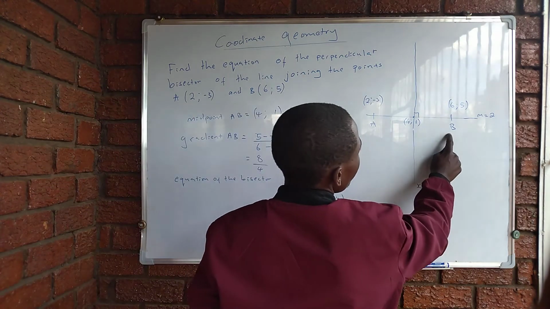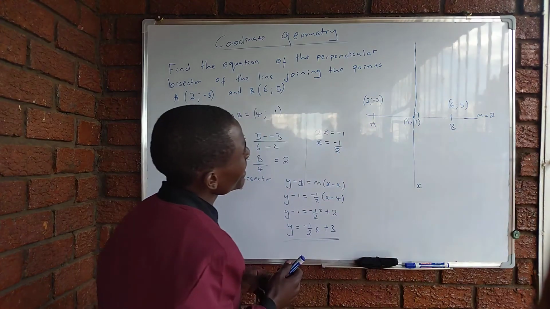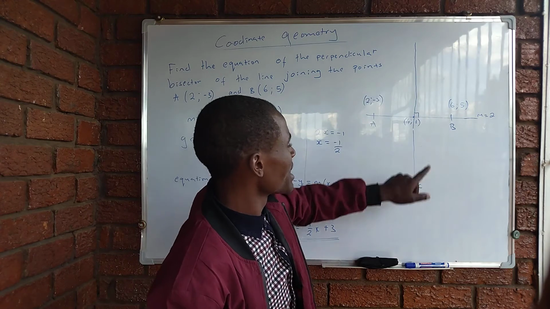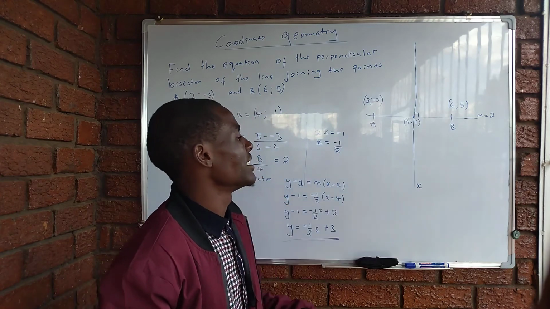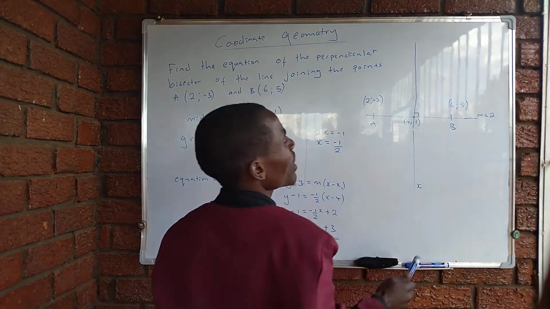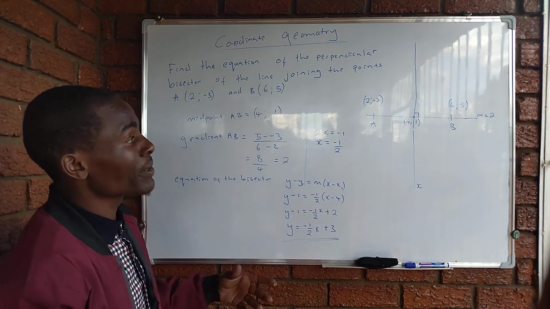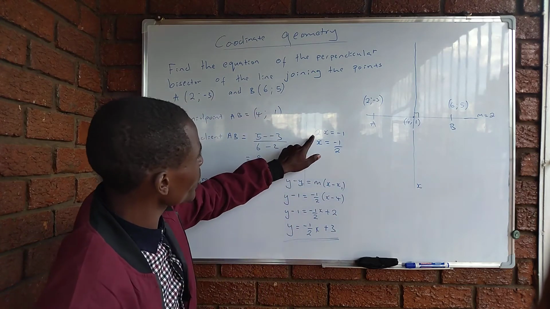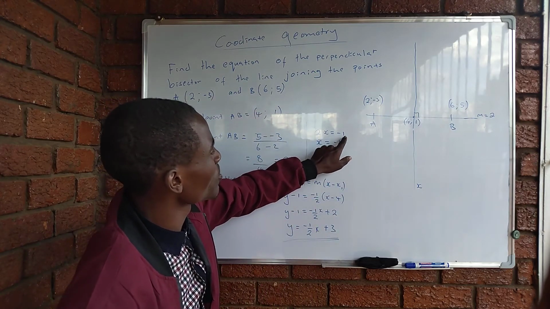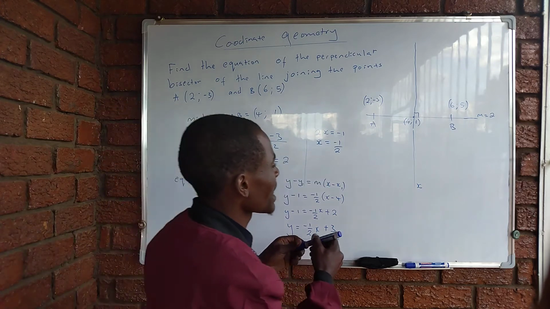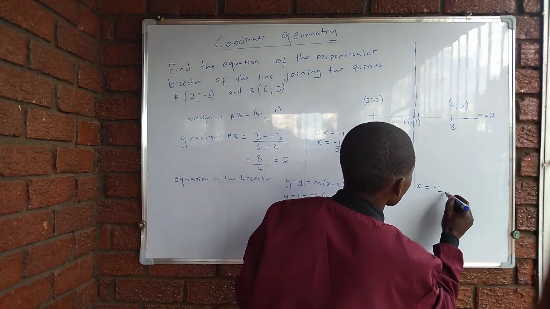Now the gradient of AB, we have found, m is equal to 2, but we do not want the gradient of AB, we want the gradient of this line, which is x. We do not know its gradient yet. If we multiply x by 2, we should get -1, because these two lines are perpendicular, at 90 degrees. So 2 times x is equal to -1. Here x is the gradient of the line, so x is equal to -1 over 2.